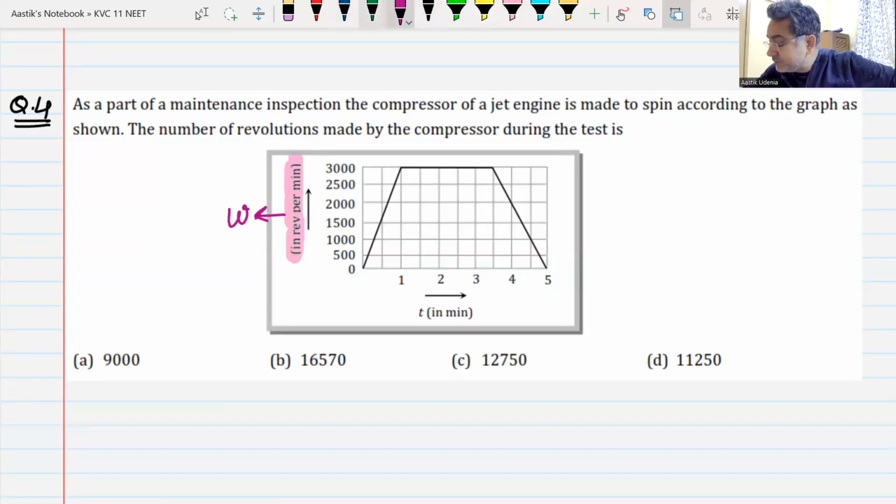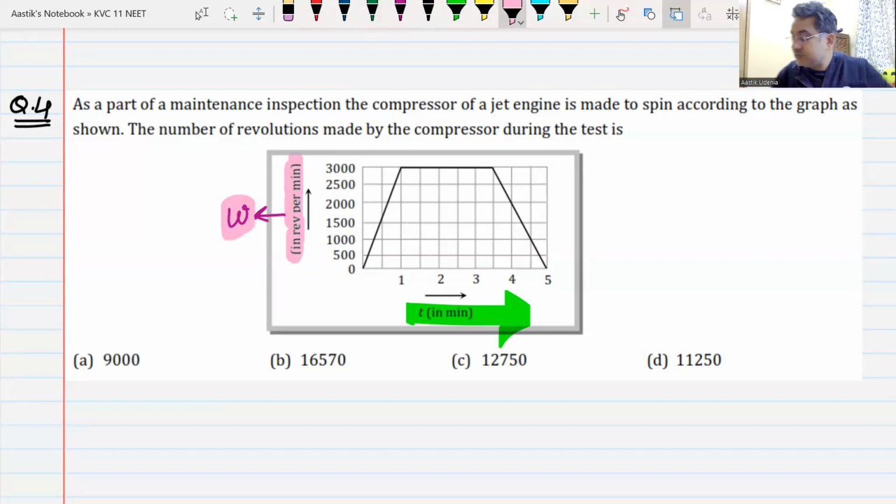And here on the x-axis, I have time. So it's a graph between omega and time. So you have to find the number of revolutions, or number of revolutions you can say is like angular displacement. So omega-t graph is given to you. From this graph, you have to find the angular displacement. That is the question, and I give you 2 minutes to solve it. Will you be able to do this? Yes or no? Do you know how to do this, or shall I do it for you?